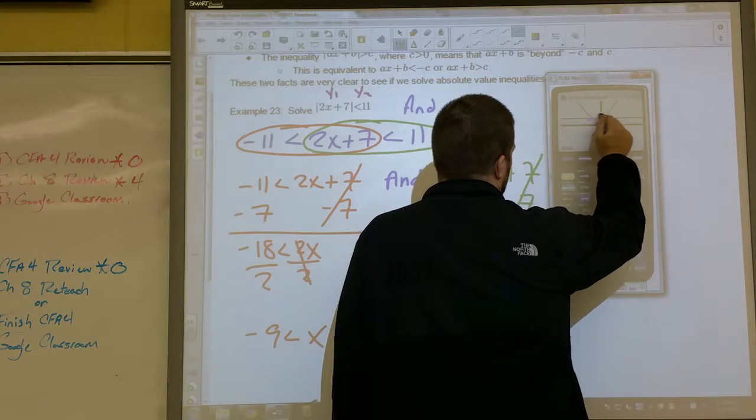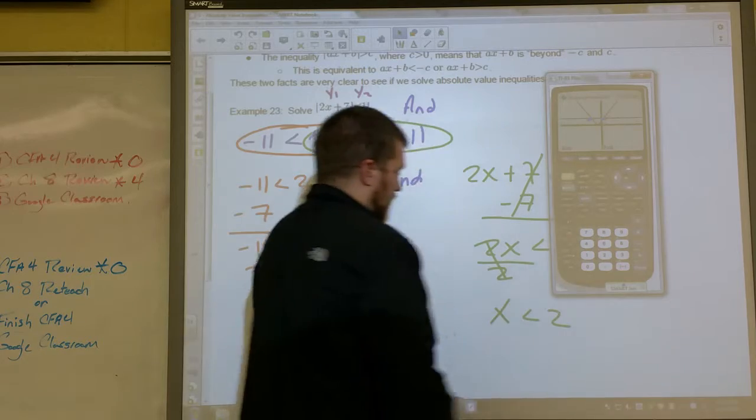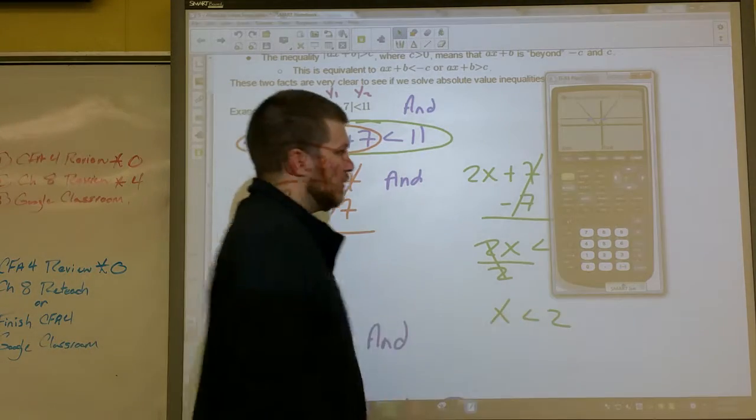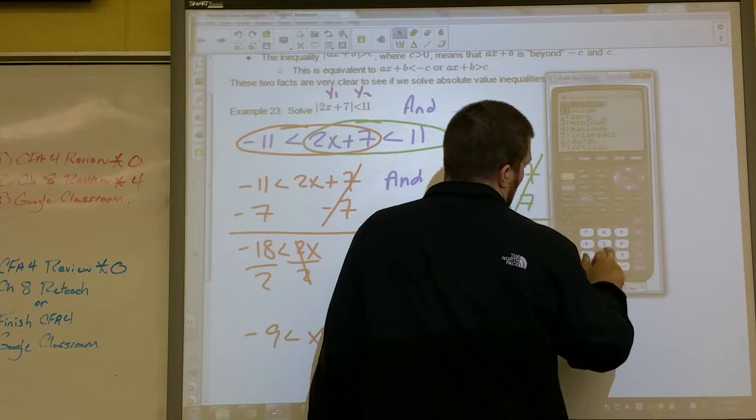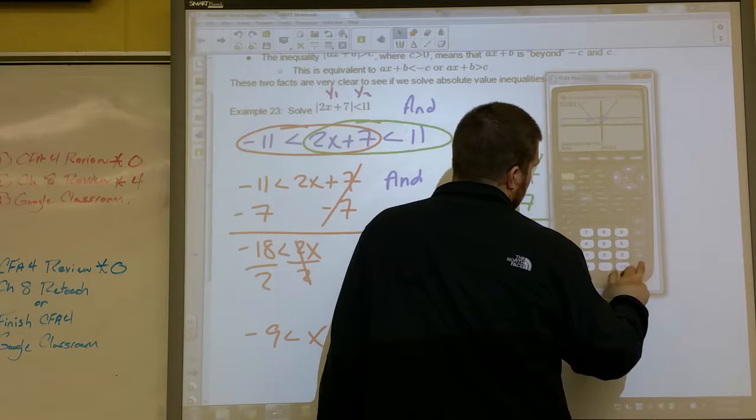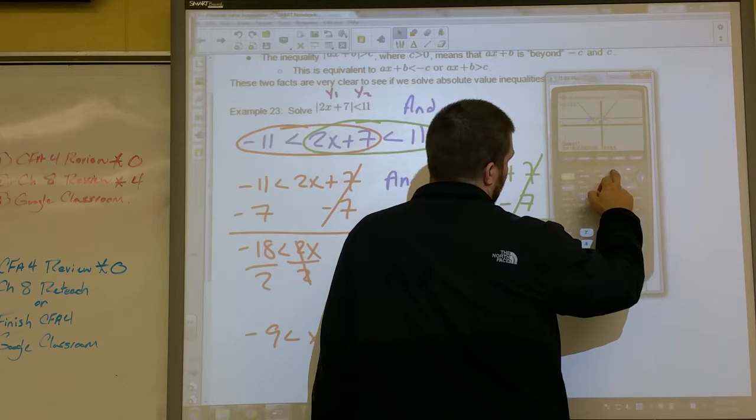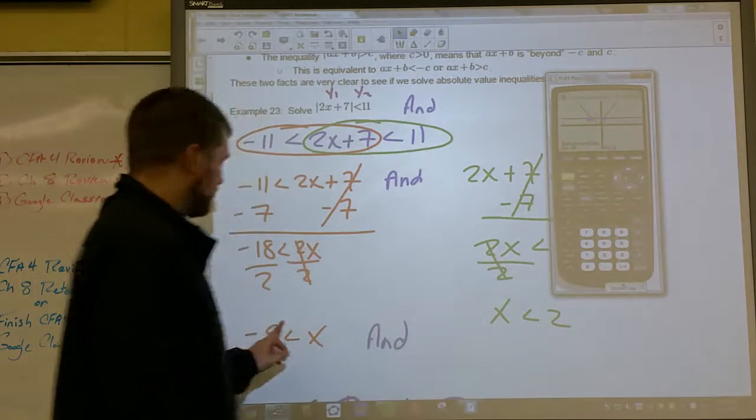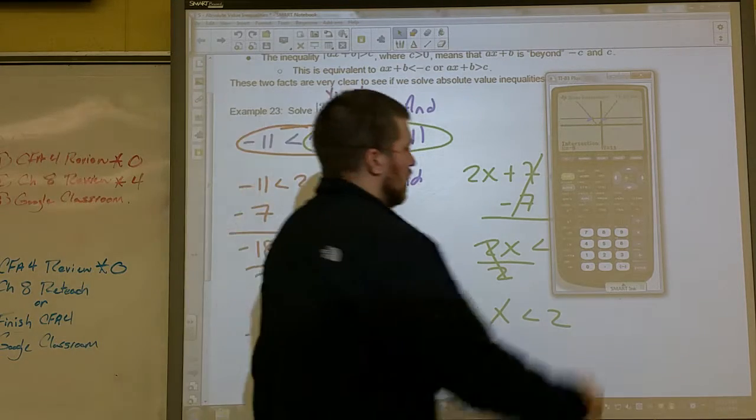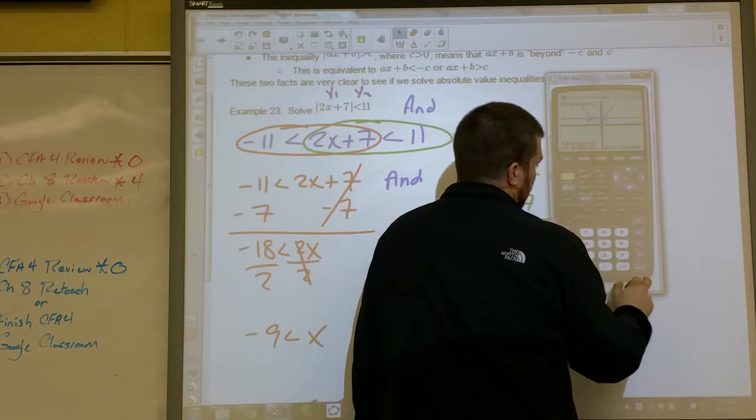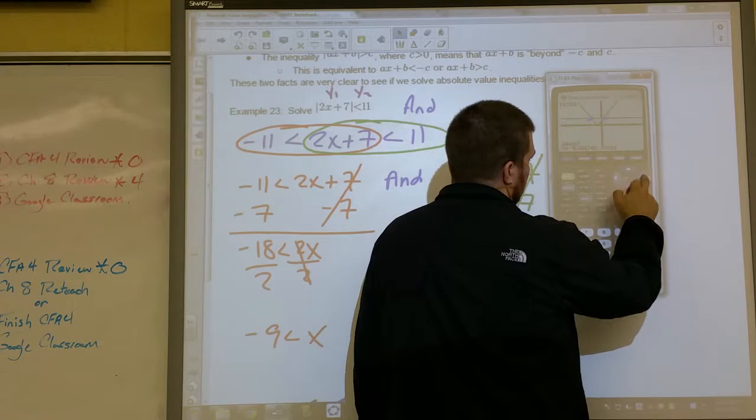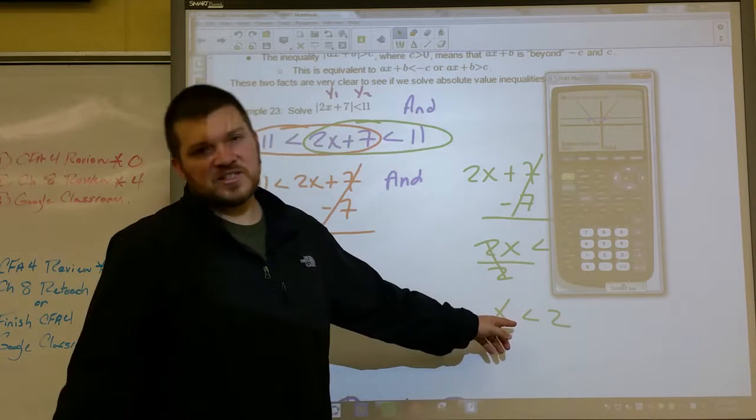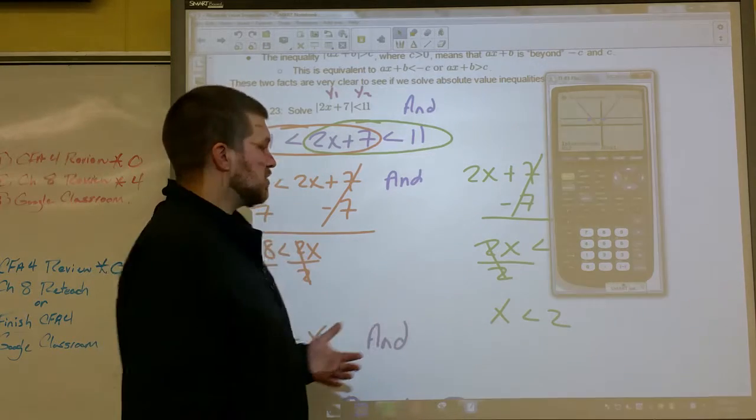Let's find those. I have a good feeling that those points of intersection are going to be negative 9 and positive 2. Let's see if I'm right. Second calc, option 5. First curve enter, second curve enter. Guess. X equals negative 9. Exactly what we found. Second calc, option 5. First curve enter, second curve enter. Guess. X equals positive 2. Exactly what we found when we did it by algebra. So everything's good so far.